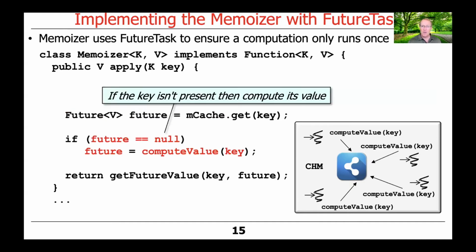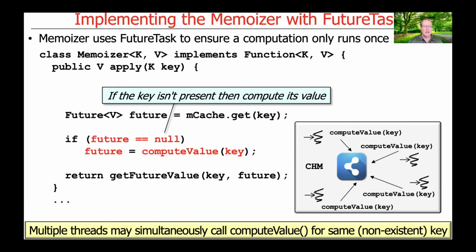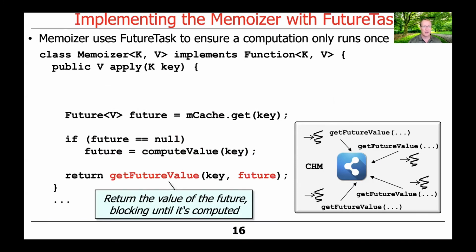So if you get back a null value, then you've got to do some other work. And what you do in that case is, if you're a thread and you call get and you get back a null future, then you have to go ahead and call the compute value method. And that's where the FutureTask really shines, although it's also going to be used in the next method called get future value as well. So keep in mind again that multiple threads could simultaneously call compute value for the same non-existent key.